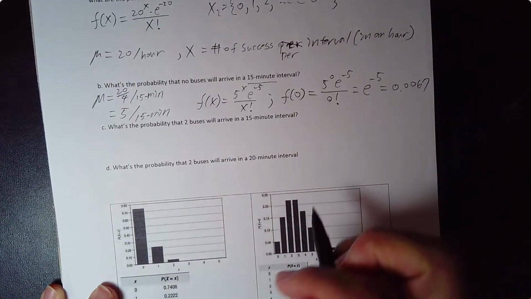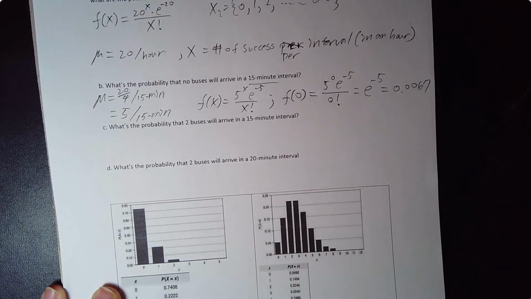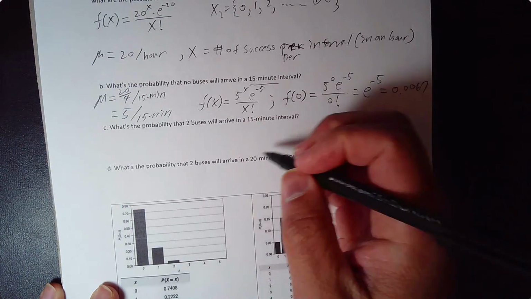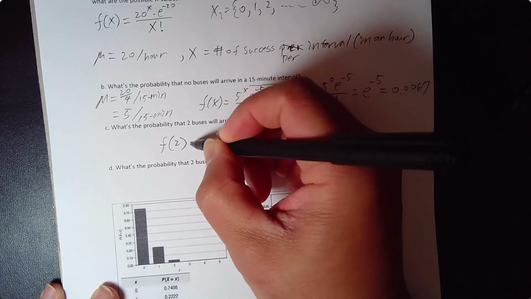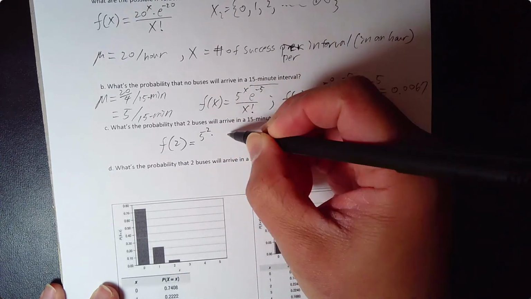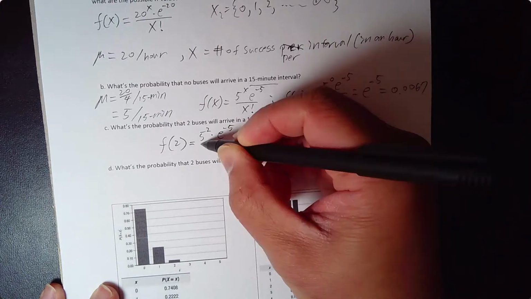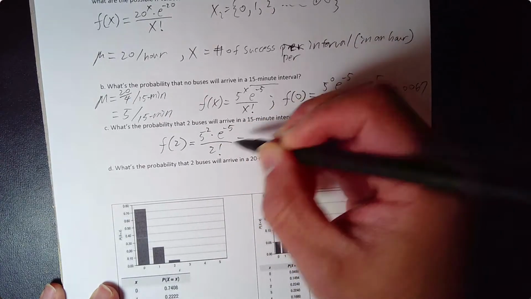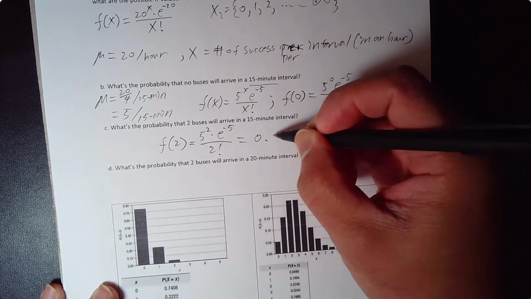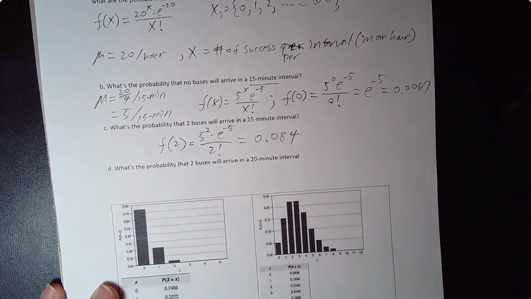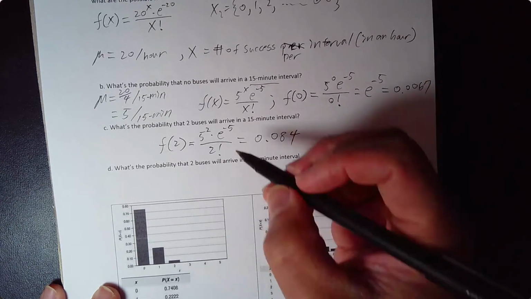All right, try that. Let's now use the PDF. We can answer this very easily. What's the probability that 2 buses will arrive in 15 minutes? f of 2: 5 to the 2, e to the negative 5, over 2 factorial. Put all that in the calculator. We get 0.084.